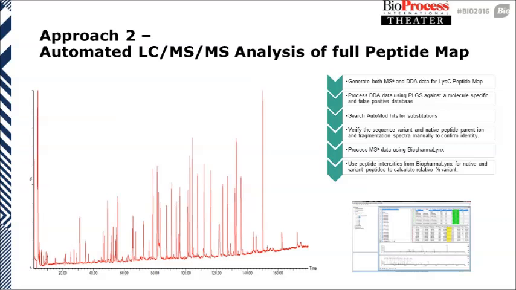So then we need to get into an automated LCMS analysis. Here's a fairly complicated chromatogram of a monoclonal antibody. There are about 50 different peptides being produced, of all different sequences. And what we're able to do now is use some automated software to process that data.